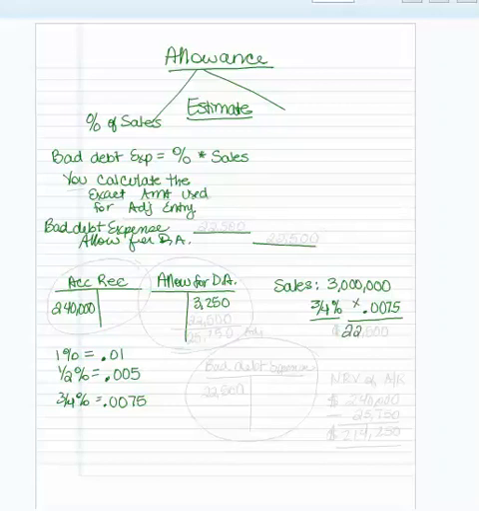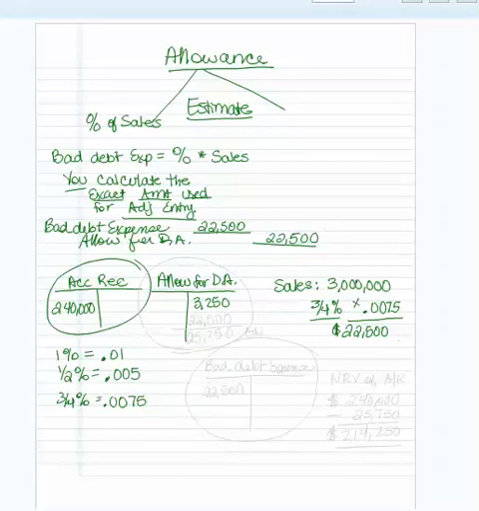Okay, 22,500. Well, if you took notes up here, you know that in this you calculate the exact amount used for the adjusting entry. So you just calculated the amount that we're going to use. So come up here to the journal entry. You're going to debit bad debt expense for 22,500, and you're going to credit allowance for doubtful accounts for 22,500. So at the end of this year, accounts receivable will equal 240,000.